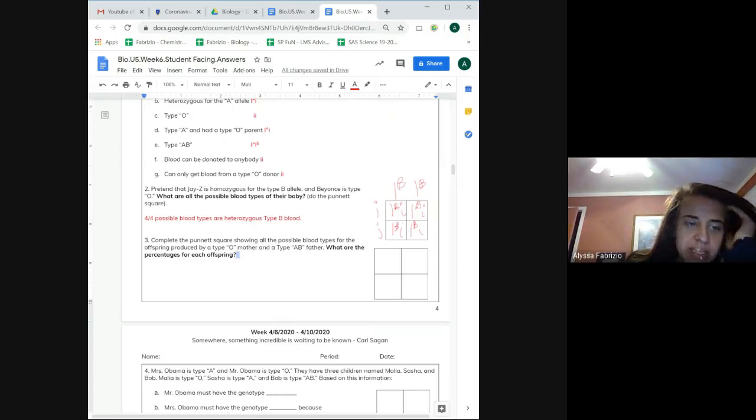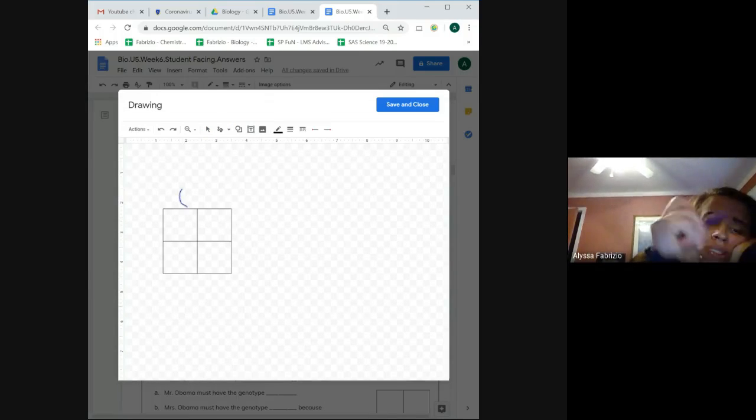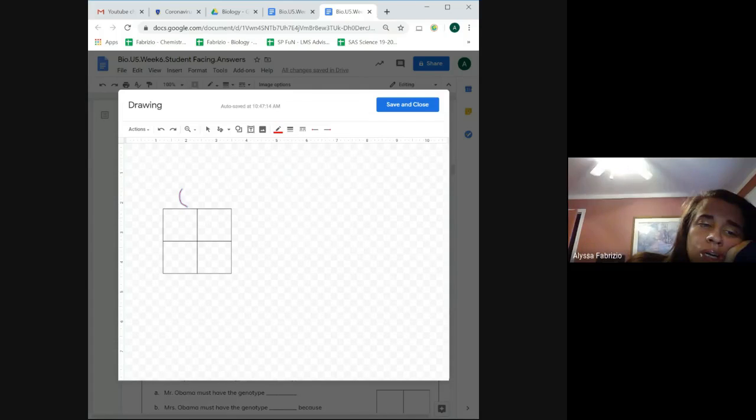Okay, so now it's asking us to build a Punnett square showing all the possible blood types for the offspring produced by an O mother and a type AB father. So an O mother, like Beyonce before her, would have the recessive blood type, so 2 lowercase i's. An AB father would have 2 uppercase alleles, one with the B superscript, one with the A superscript.